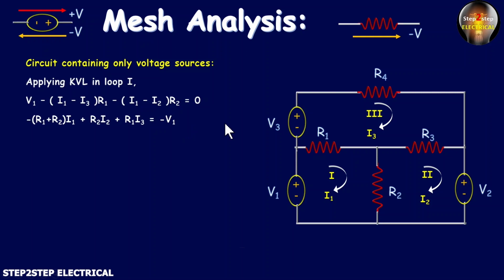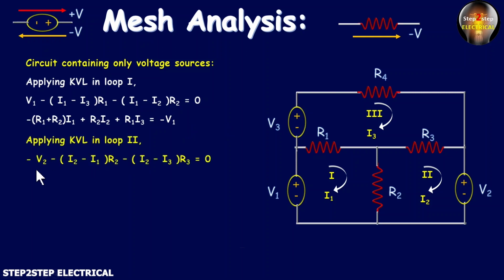And let's apply KVL in loop 2. Once we apply KVL in loop 2, we can write minus V2. Here it is V1 when we were applying KVL in loop 1, it is positive, but here it is negative. So let's see, the current is flowing from the positive terminal of the battery to the negative terminal.